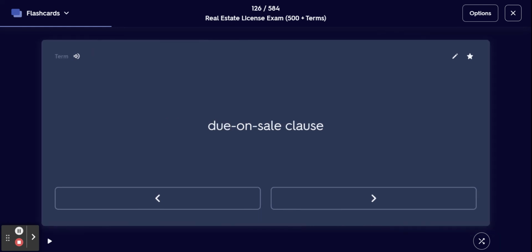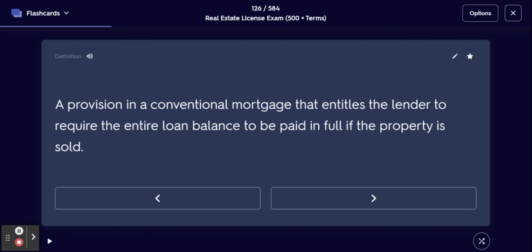Due on sale clause. A provision in a conventional mortgage that entitles the lender to require the entire loan balance to be paid in full if the property is sold.